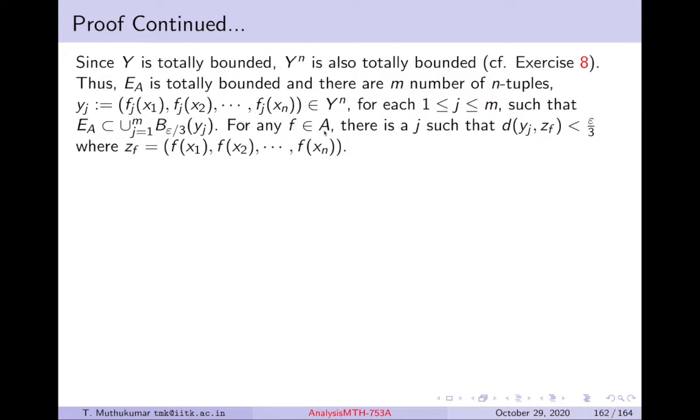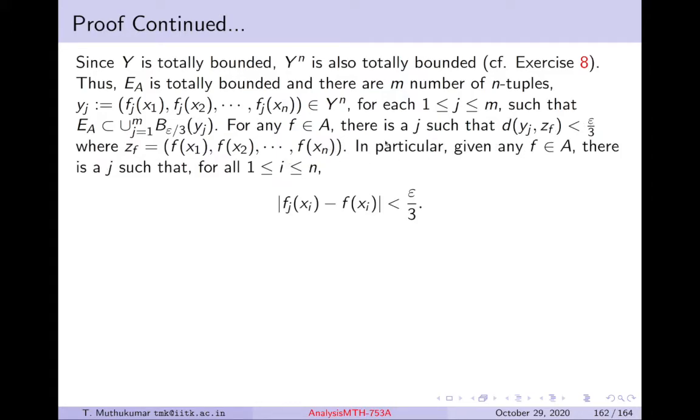Because if f is in A, this Zf is in EA, right? So if Zf is in EA, then there is a J such that it's in that epsilon by 3 ball, and that's precisely what we are saying here.